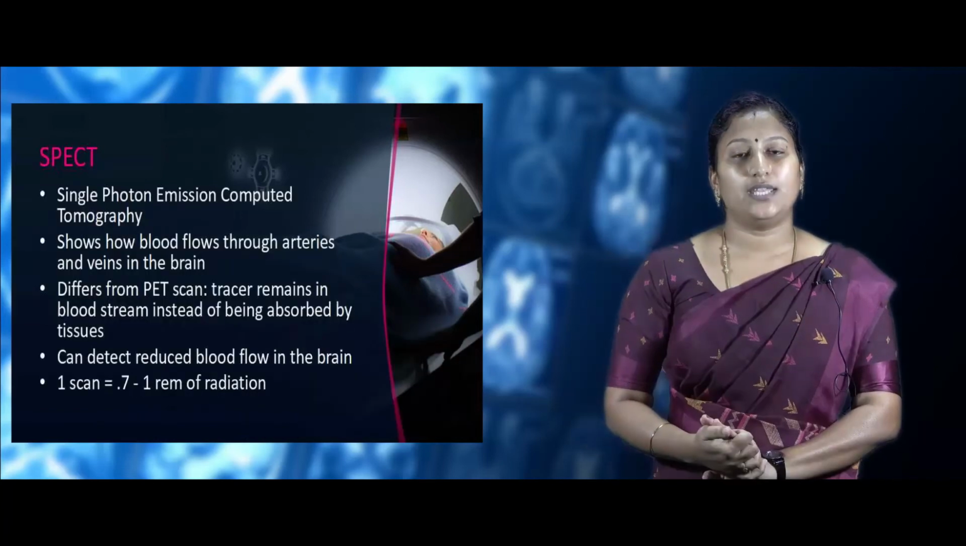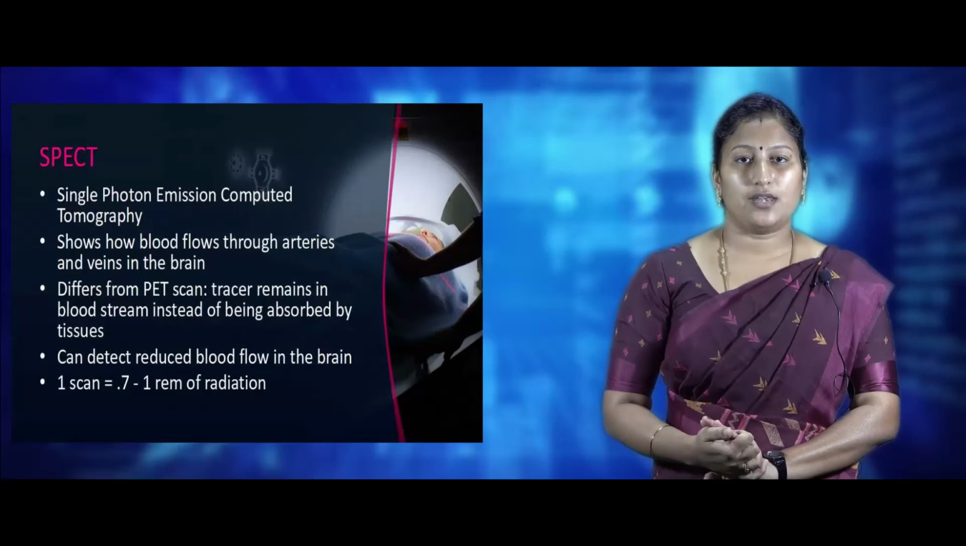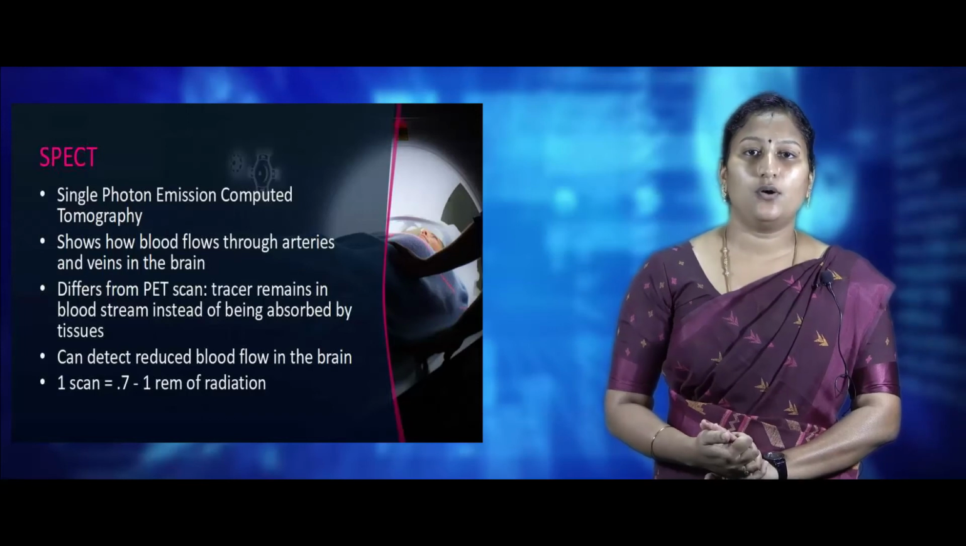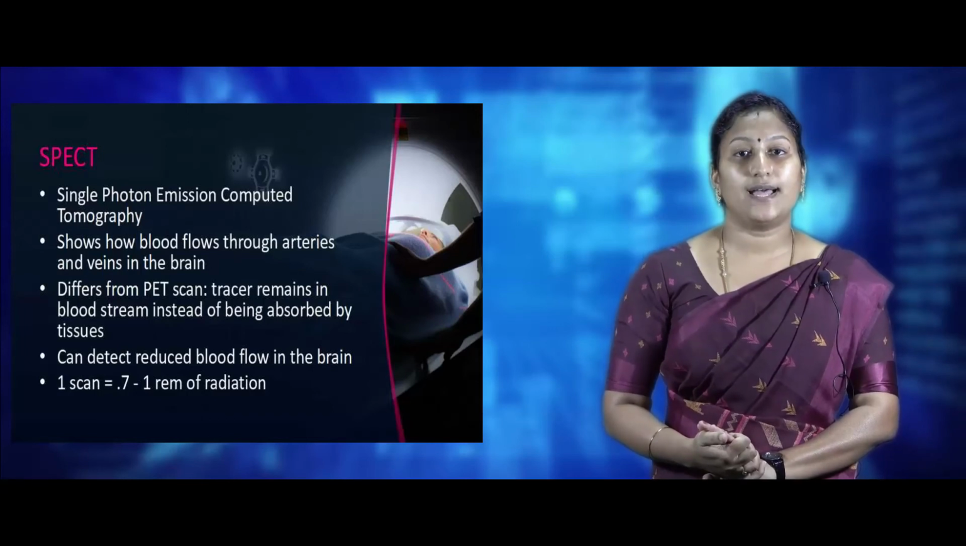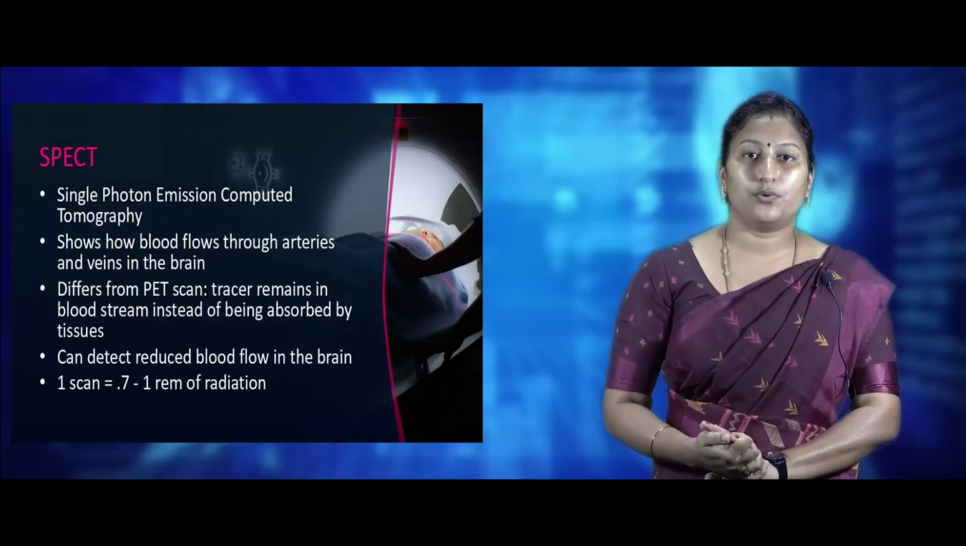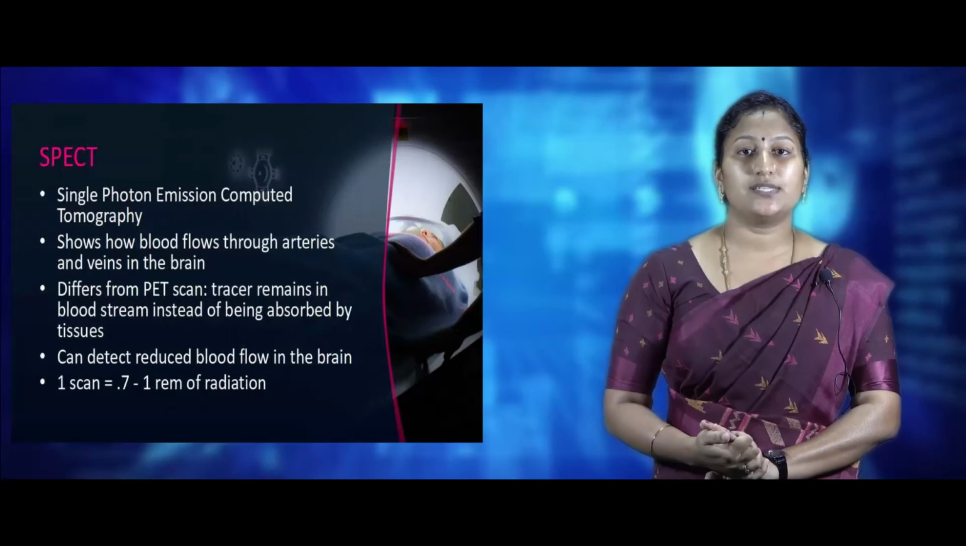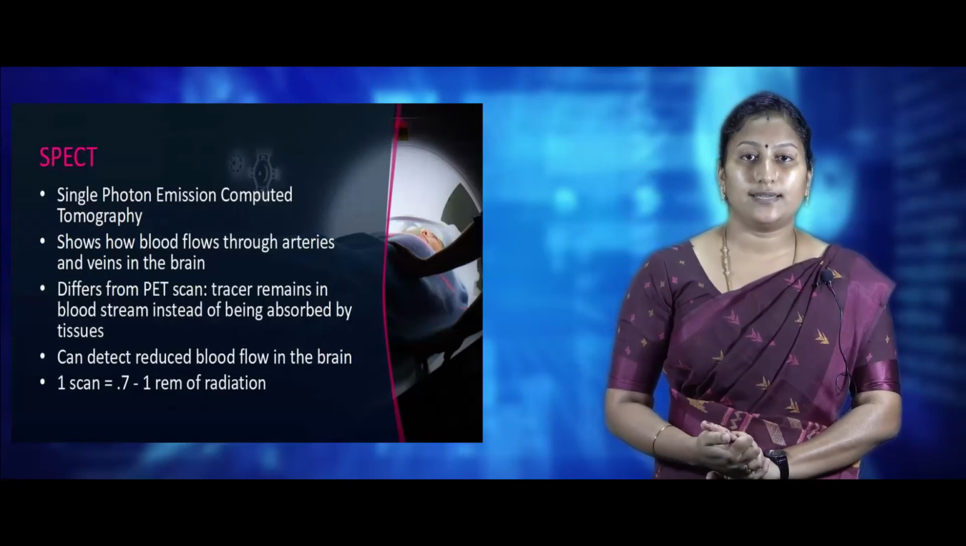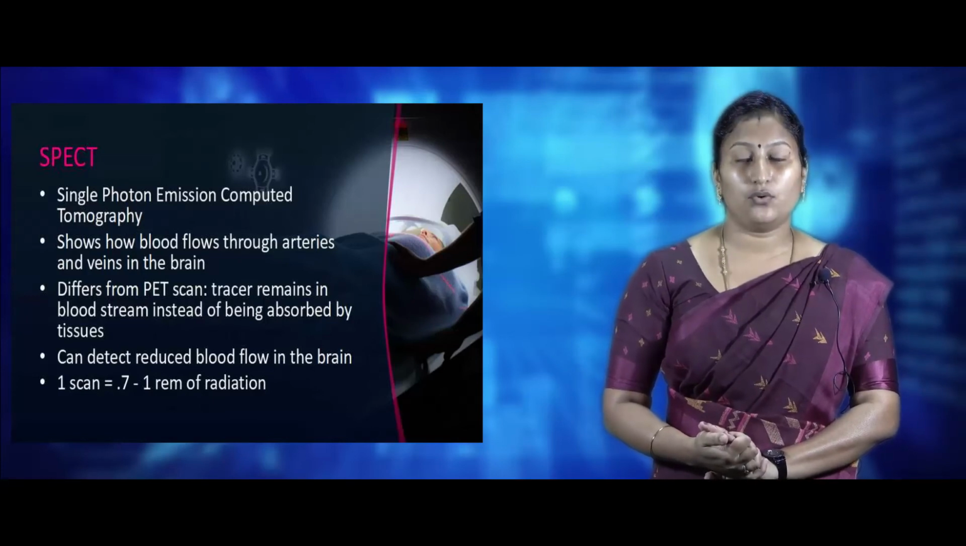heart. Next is the SPECT scan, or single photon emission computed tomography. SPECT shows how blood flows in arteries and veins in the human body. A SPECT scan differs from a PET scan in that the tracer remains in the bloodstream instead of being absorbed by the tissues. SPECT can detect reduced blood flow in any region of the body.